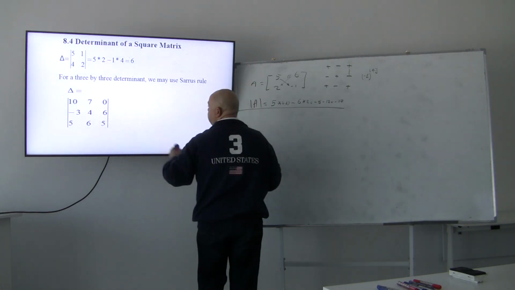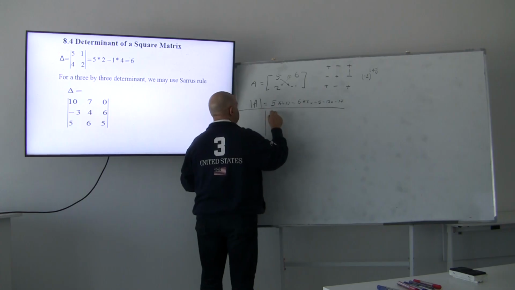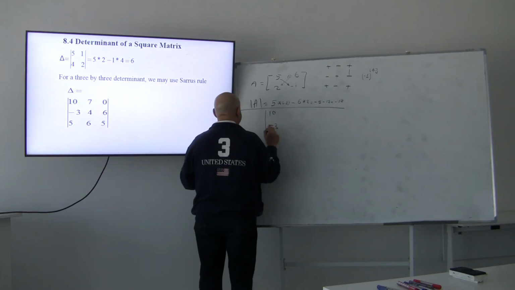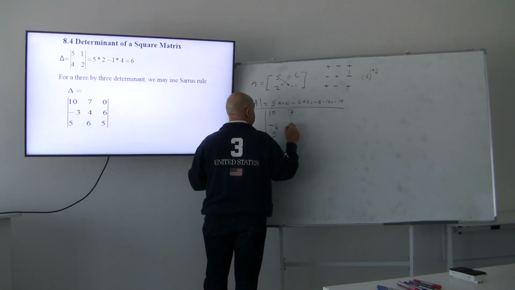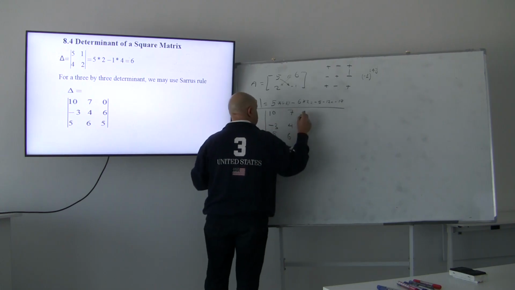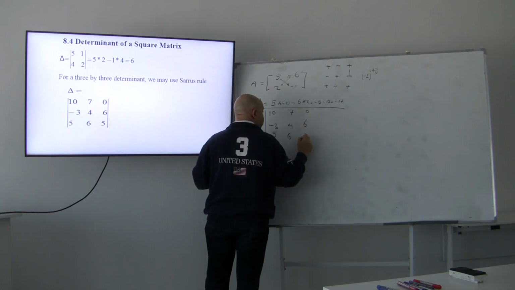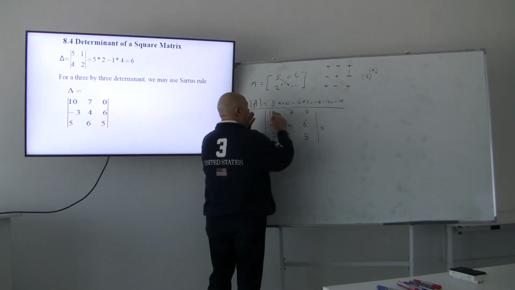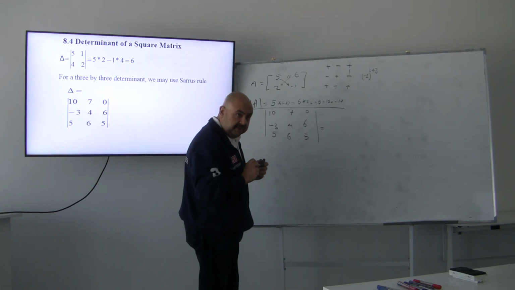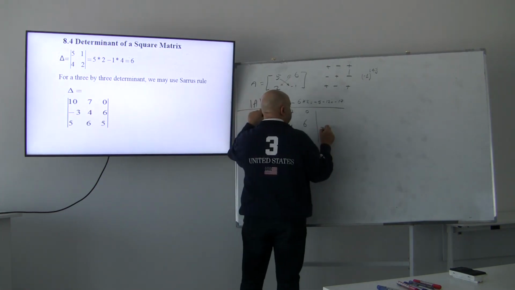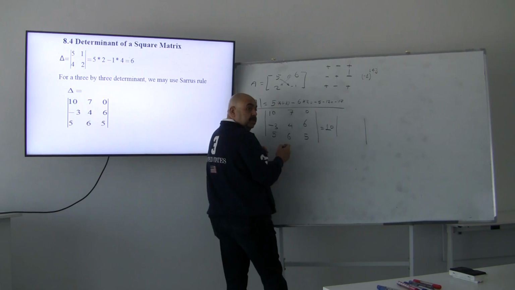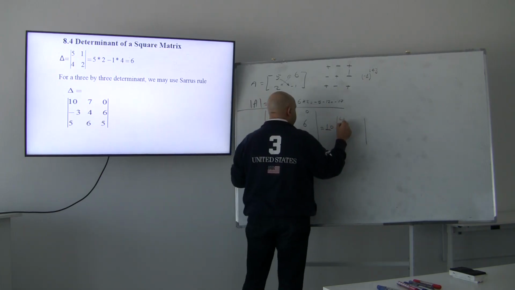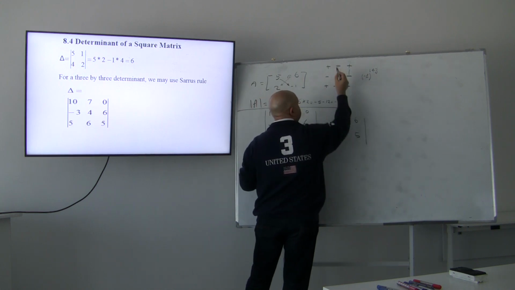So if I have this determinant, which is 10, corresponding to a matrix with terms negative 3 and 5. The second column, which is 7, 4, and 6. The last one is 0, 6, and 5. If I want to use the first row to get the value of this determinant, what I have to do, I will start with 10. Then I will eliminate the row and the corresponding column. So I will end up having 4, 6, 6, and 5. Then I will write the sign, which is negative.